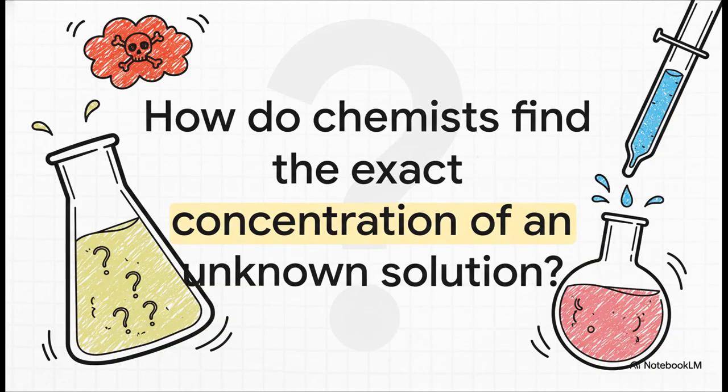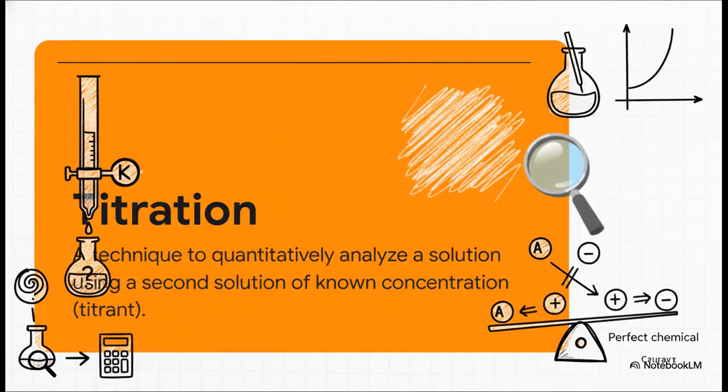Imagine you're in a lab and you've got this beaker of acid. The problem is you have no idea how concentrated it is. How would you possibly figure that out? This isn't just a textbook problem, it's a huge deal in everything from making medicine to ensuring food quality. Well, chemists have this incredibly elegant method to solve it, and it's called titration.